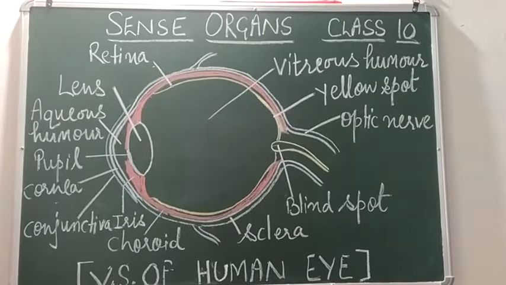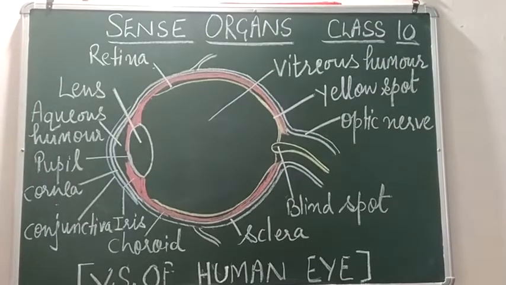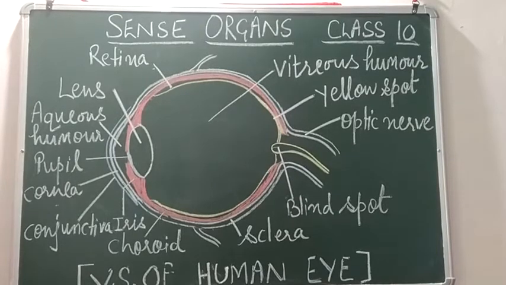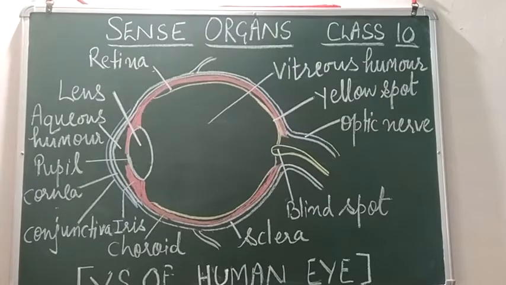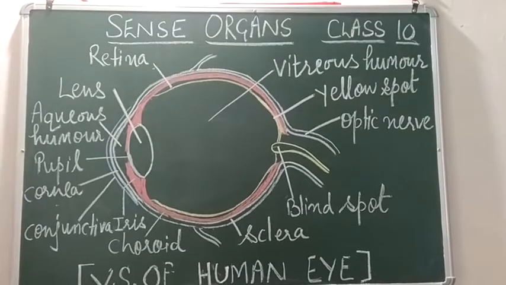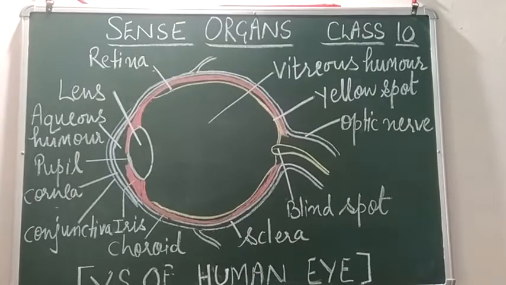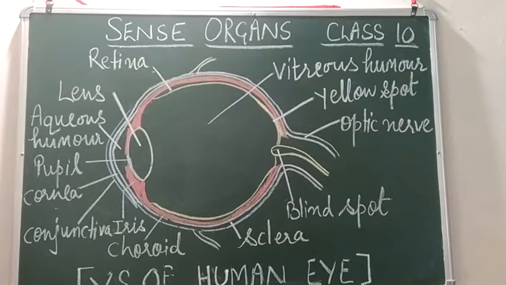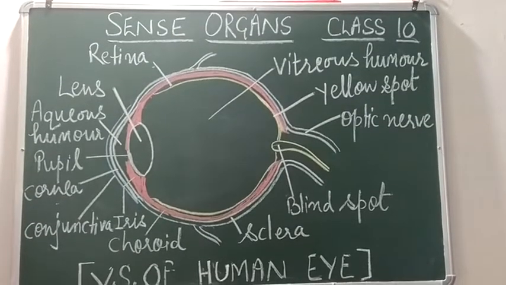Then each eye is covered by eyelids. The upper and lower movable eyelids protect the outer surface of eyes, and they act as shutters which we can open as well as close. Each eyelid carries outwardly curved eyelashes. These eyelashes prevent large particles from falling into the eyes.